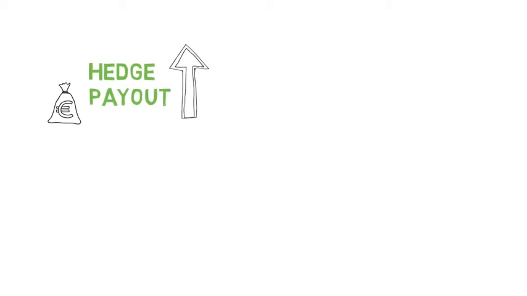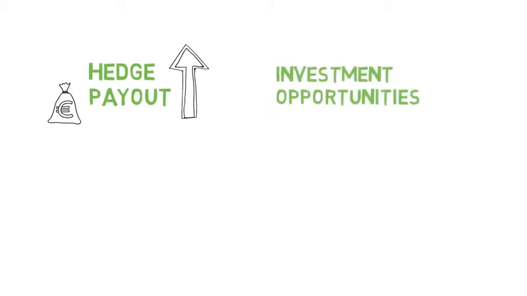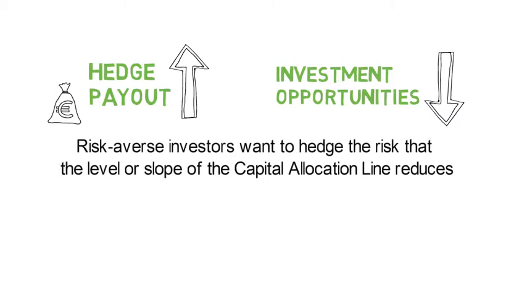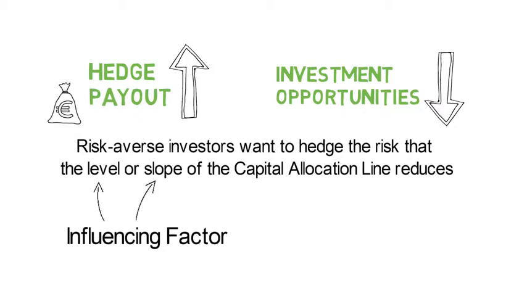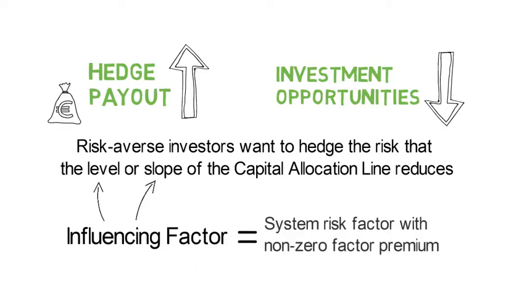The hedge portfolio is chosen such that it pays out well in times when investment opportunities deteriorate. Merton derived that risk-averse investors want to hedge that risk. Essentially, this means they want to hedge the risk that the level or slope of the capital allocation line reduces. Any factor that moves either the level or the slope of the allocation line is considered to be a systematic risk factor that comes along with a non-zero factor premium.